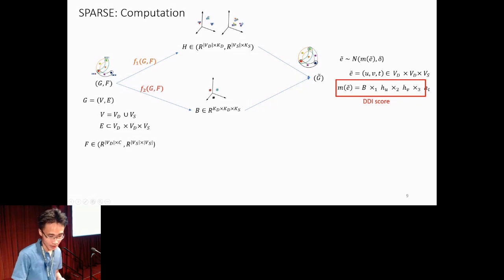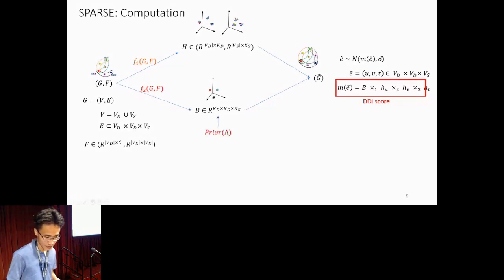And for the decoder, we use Gaussian sampling with the mean values calculated from the tensor product of the latent interaction and latent representations. We call it the DDI score. We use the DDI score as the predicted drug interaction for each pair of drugs U and V and side effect D.